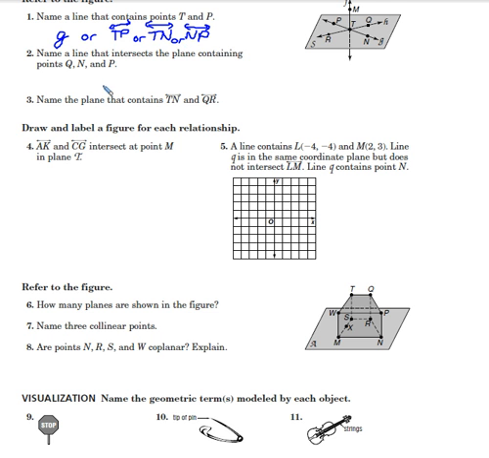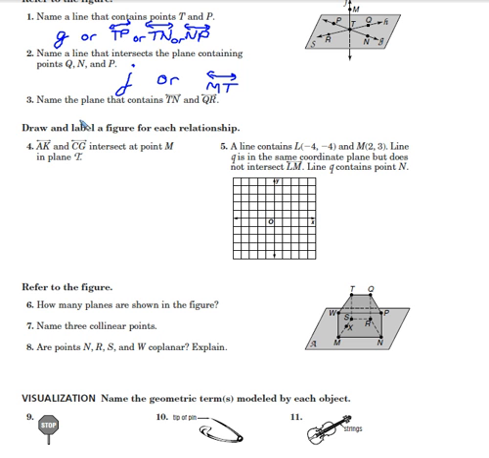Number 2, name a line that intersects the plane containing points Q, N, and P. Q, N, and P is the plane S here, and the line intersecting it is this line J that is coming down through it, kind of like piercing a pen or pencil through a piece of paper, or we can call that line MT.